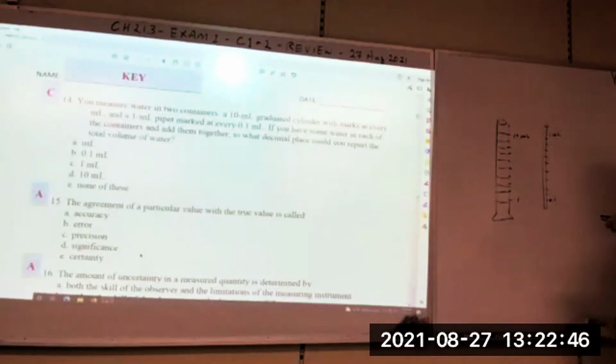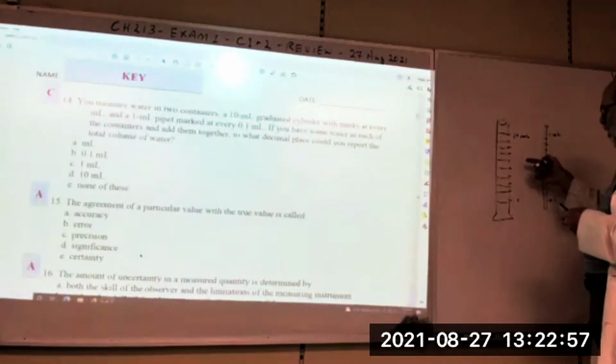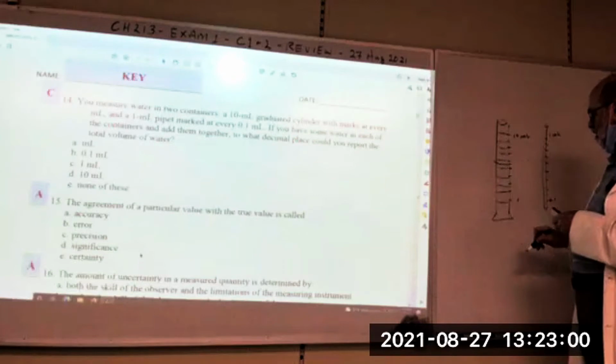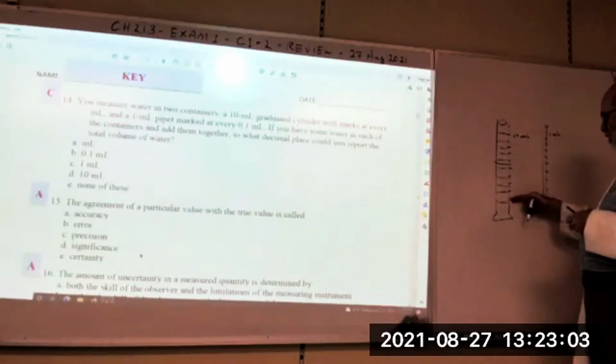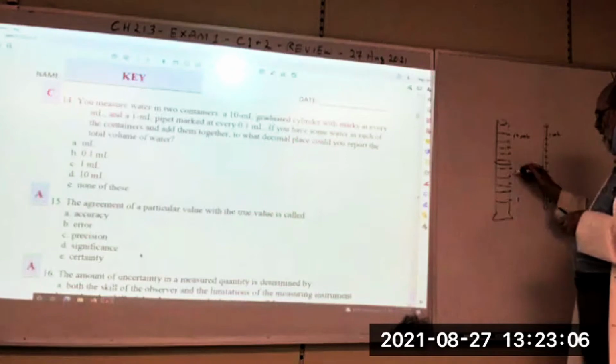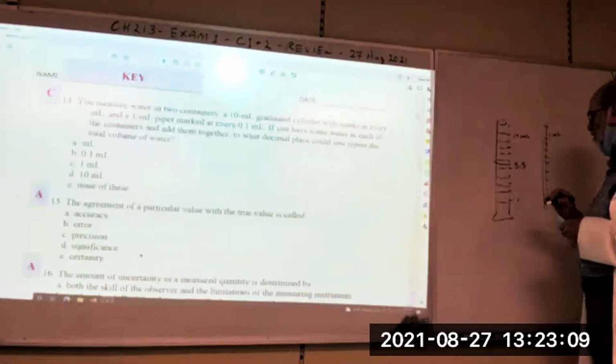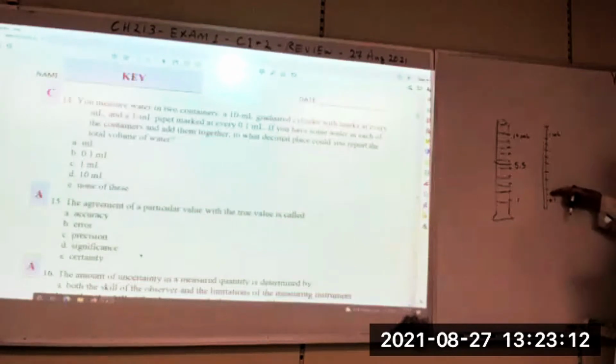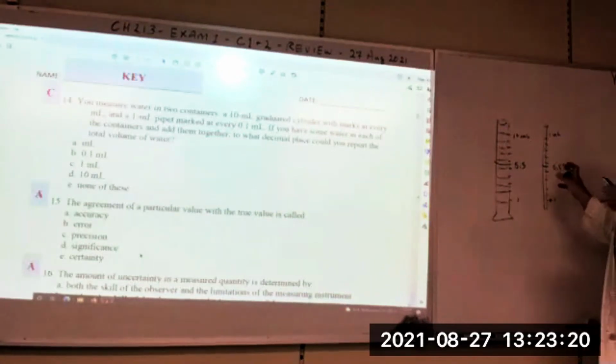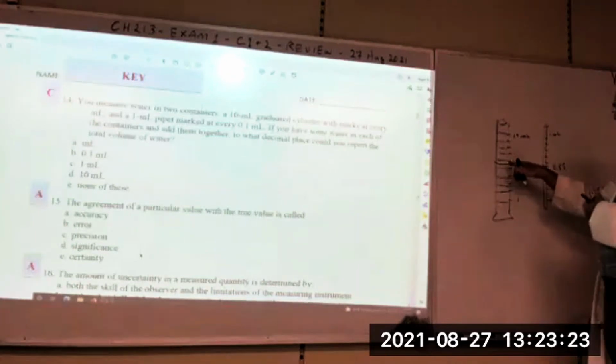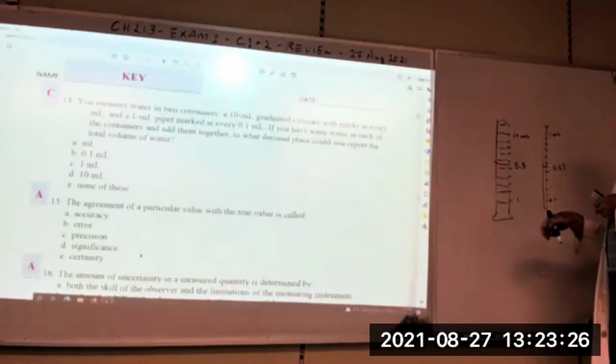Actually, that's not right. Remember our discussion on certain and uncertain digits in a number, right? Where could we estimate? Say we have right there. That's the level of our water. Well, it'd be 1, 2, 3, 4, 5, 5.5. Whereas if we did this one, it would be 0.55. Right? Because the last one is a guess. We don't have a mark in here for tenths, but we are going to guess.